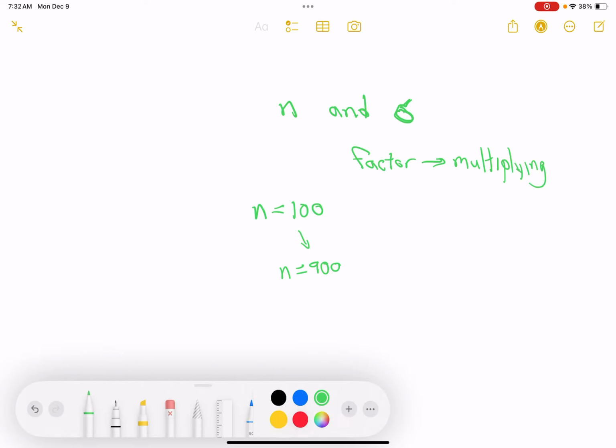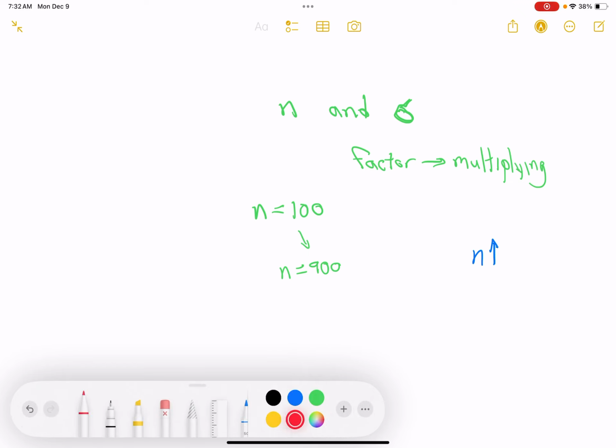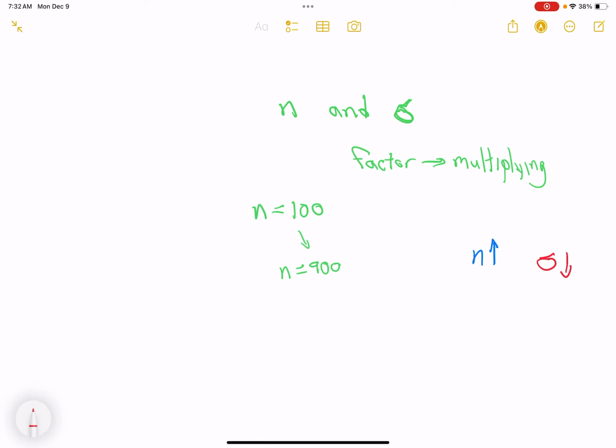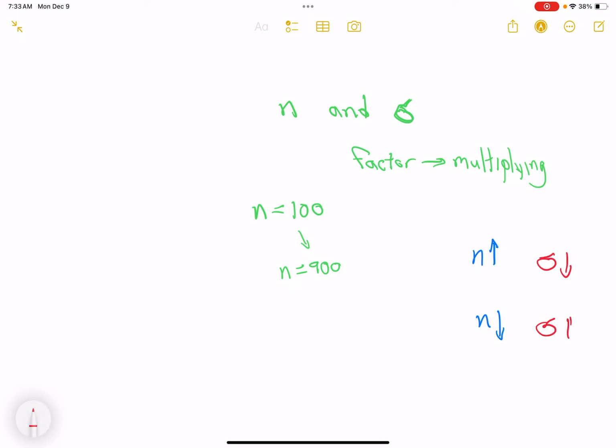Okay, rule 1. If n goes up, then of course standard deviation goes down. And if n goes down, standard deviation, of course, goes up. That's the first rule that I want you to know inside out and backwards.